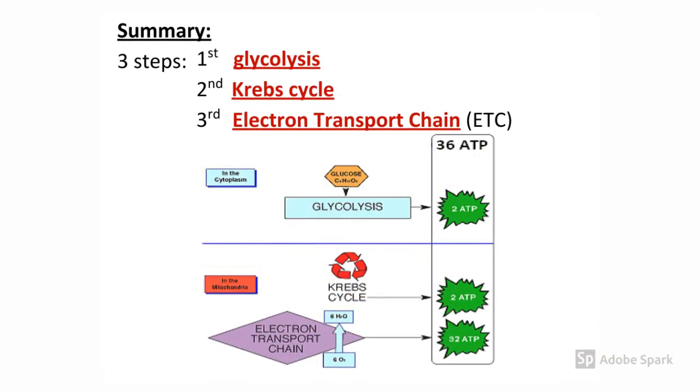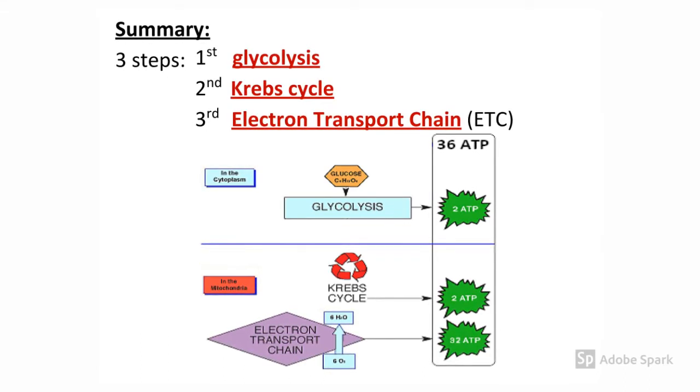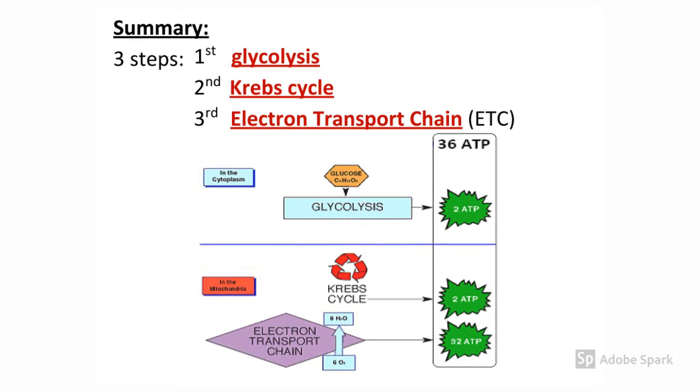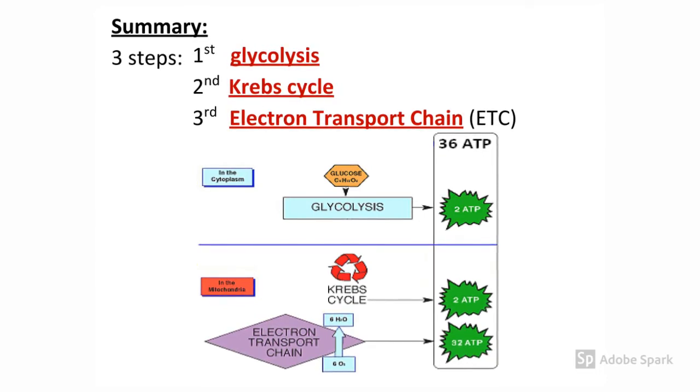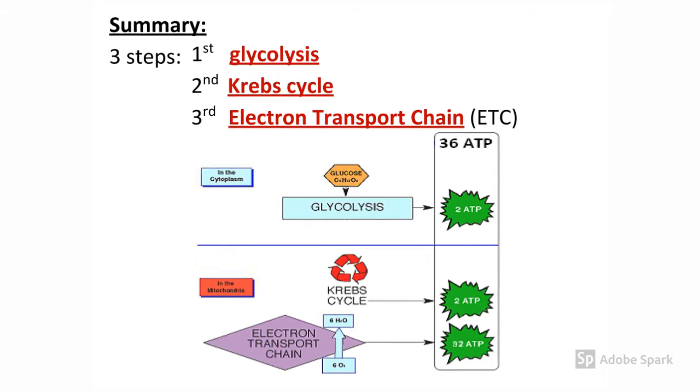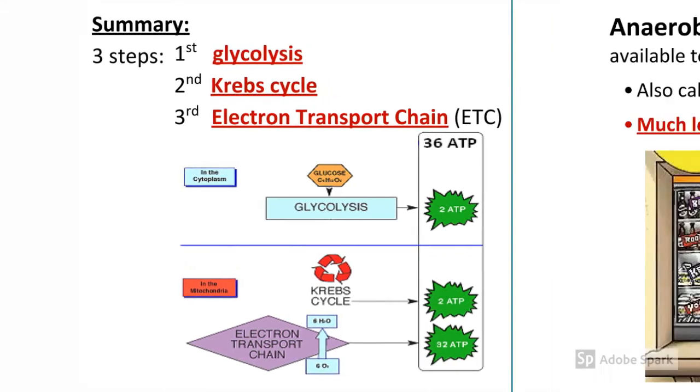Here you can see the three steps summarized. The first step is what we call glycolysis, and as a result of glycolysis, you get 2 ATP. The second step is the Krebs cycle, which results in 2 more ATP, and the third step is the electron transport chain, which makes 32 more ATP for a grand total of 36 ATP.